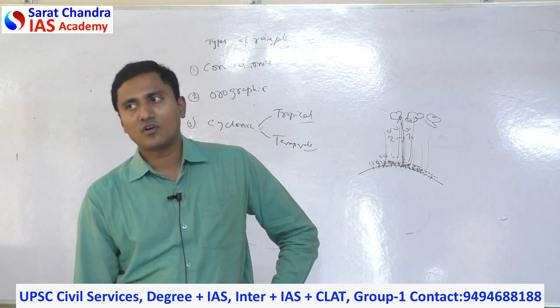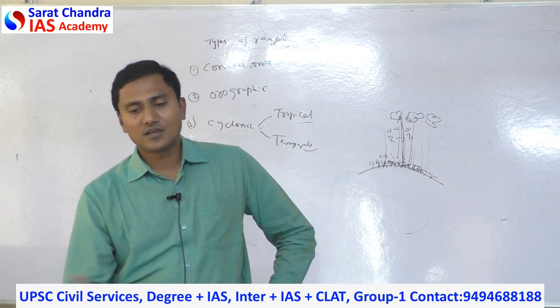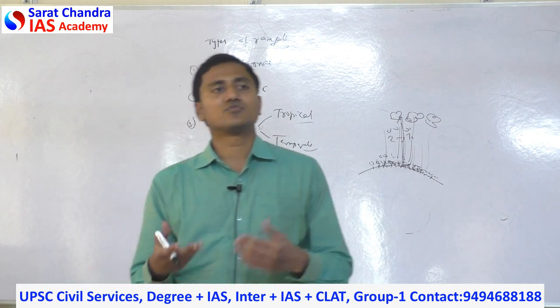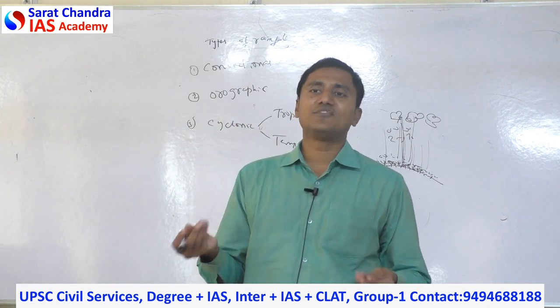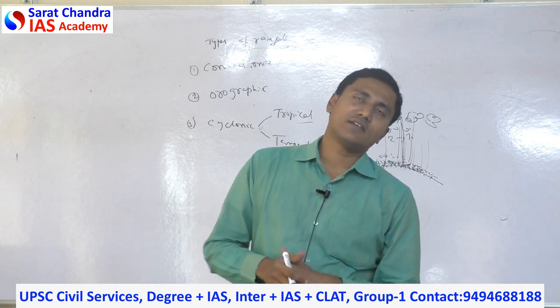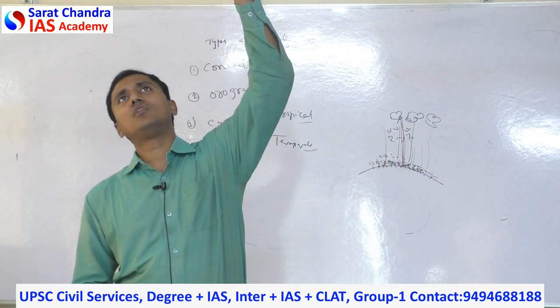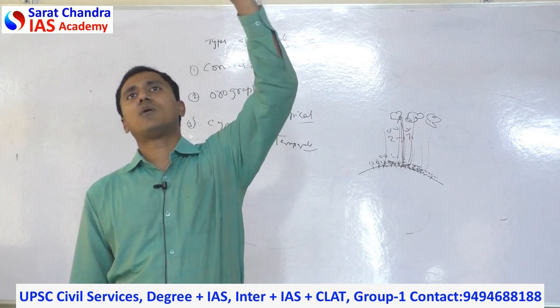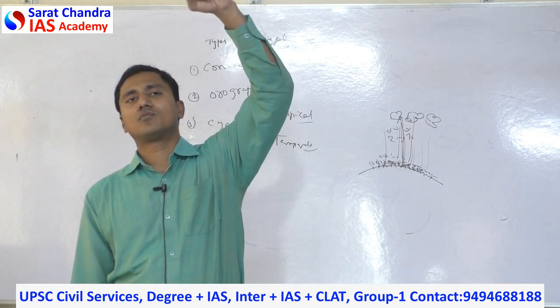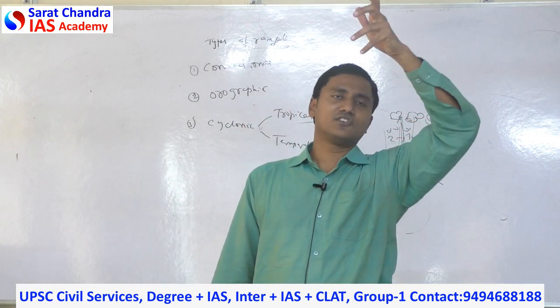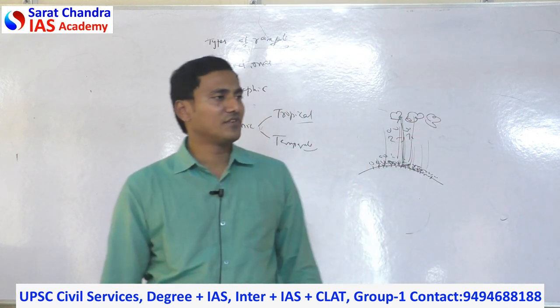Clouds are forming because when the earth becomes hot, the air rises up. The air becomes warm. Warm air is lightweight. It rises up, and as it rises, it cools down. As it cools down, the water vapor converts into clouds, water. That is called condensation. That condensation creates clouds. That is called convectional rainfall.